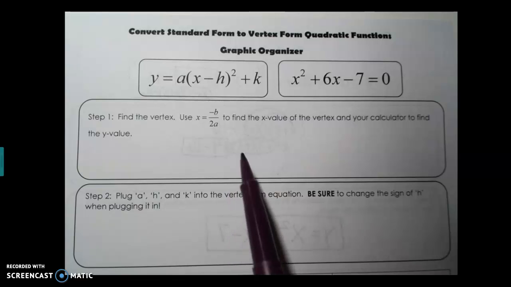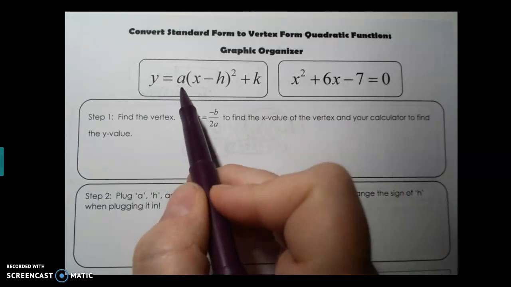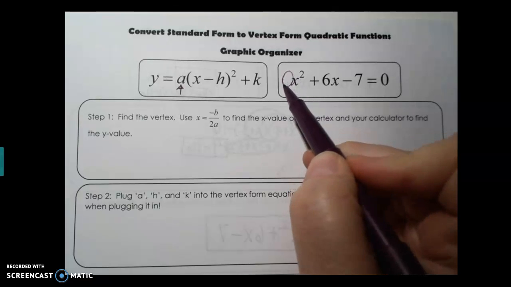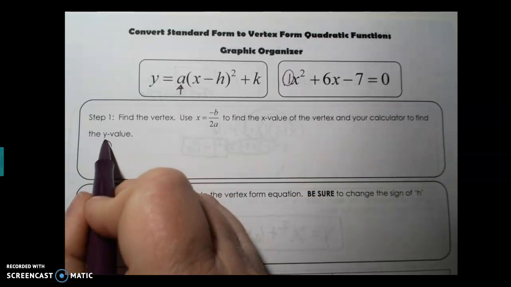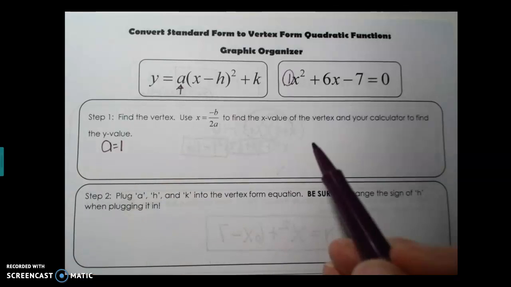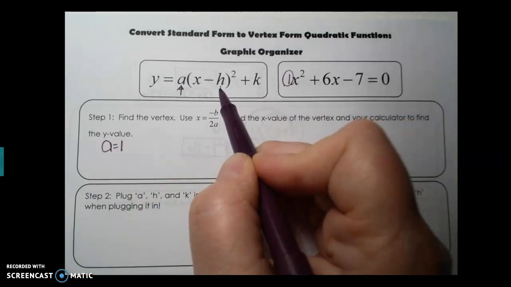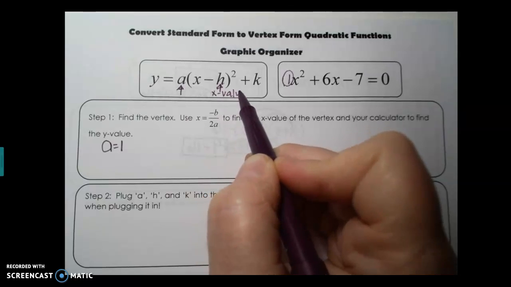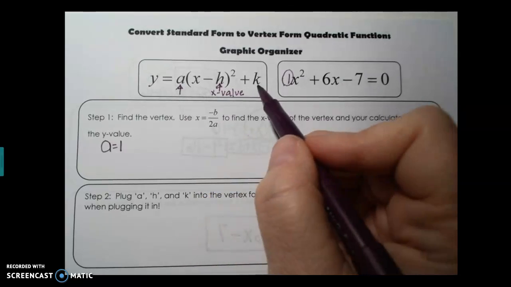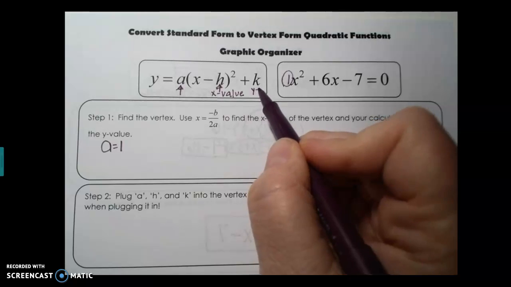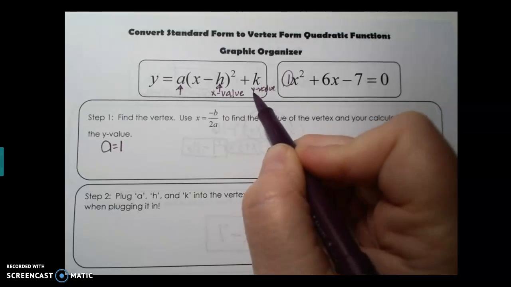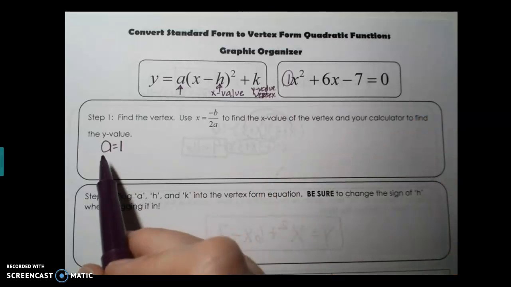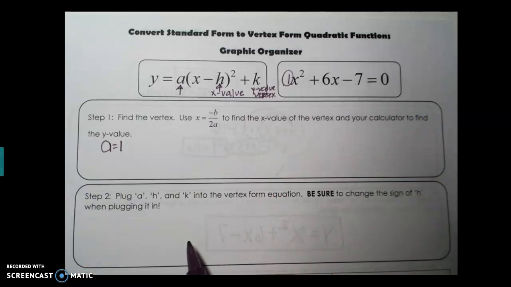So the very first thing, really I only need 3 things. I need to know the a value, which is located right there, which is really 1. So I'm going to write that, a equals 1. I need to know the x value of the vertex, which is this number right here. And I need to know the y value of the vertex. All right. So we have our a. A is just a, so we can pull it out.